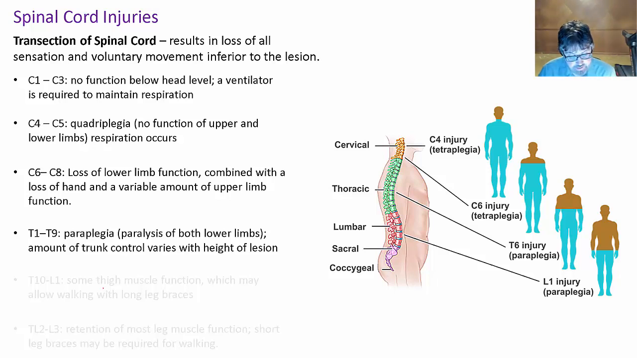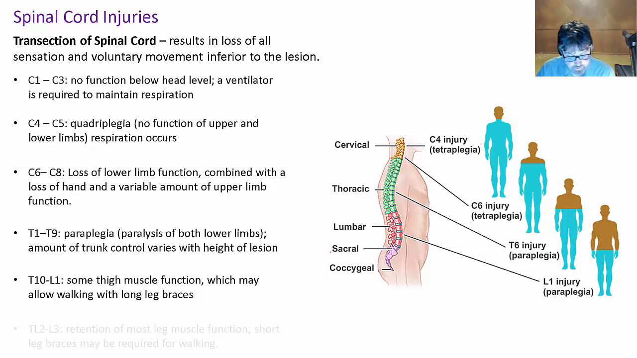As we move down, T1 to T9, so now we're in the thoracic area here. This is going to result in paraplegia, paralysis of both lower limbs. So now you would have the upper limbs function fully because you're below the brachial plexus, so these guys would work just fine. But now the trunk and the lower limbs would be affected. So everything below those areas there, T1 through T9, depending on where you're at.